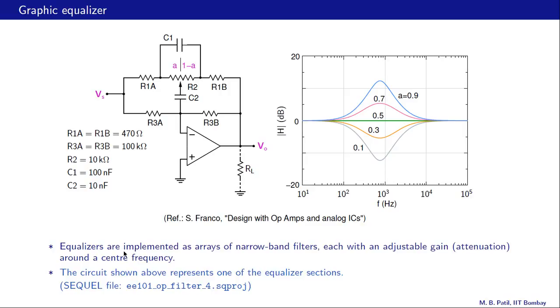So this circuit is used in graphic equalizers. Equalizers are implemented as arrays of narrow band filters, and this section is then just one of these filters. It has got adjustable gain or attenuation around our center frequency. In this case, the center frequency is somewhere here. So in a graphic equalizer, we will have several of these circuits with different center frequencies. Here is the SPICE circuit file. You can change the value of A and see that this happens.